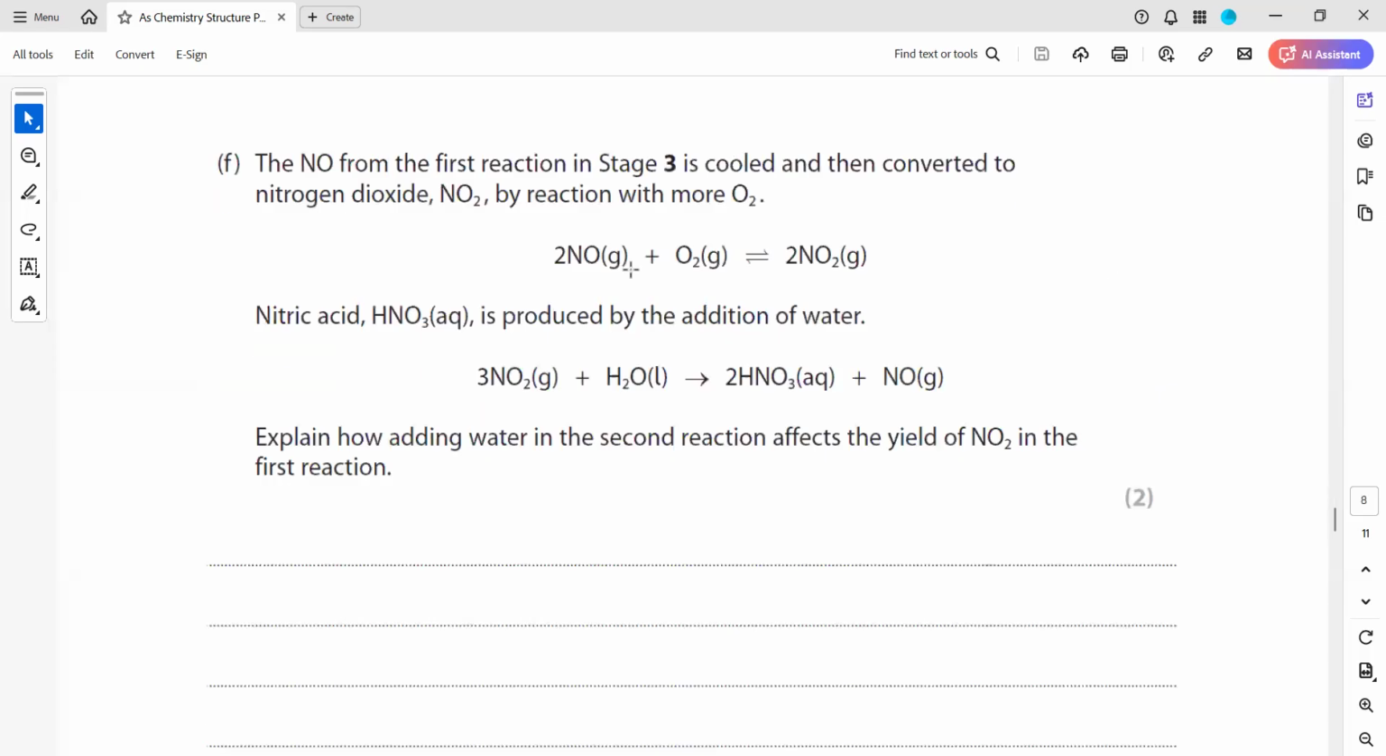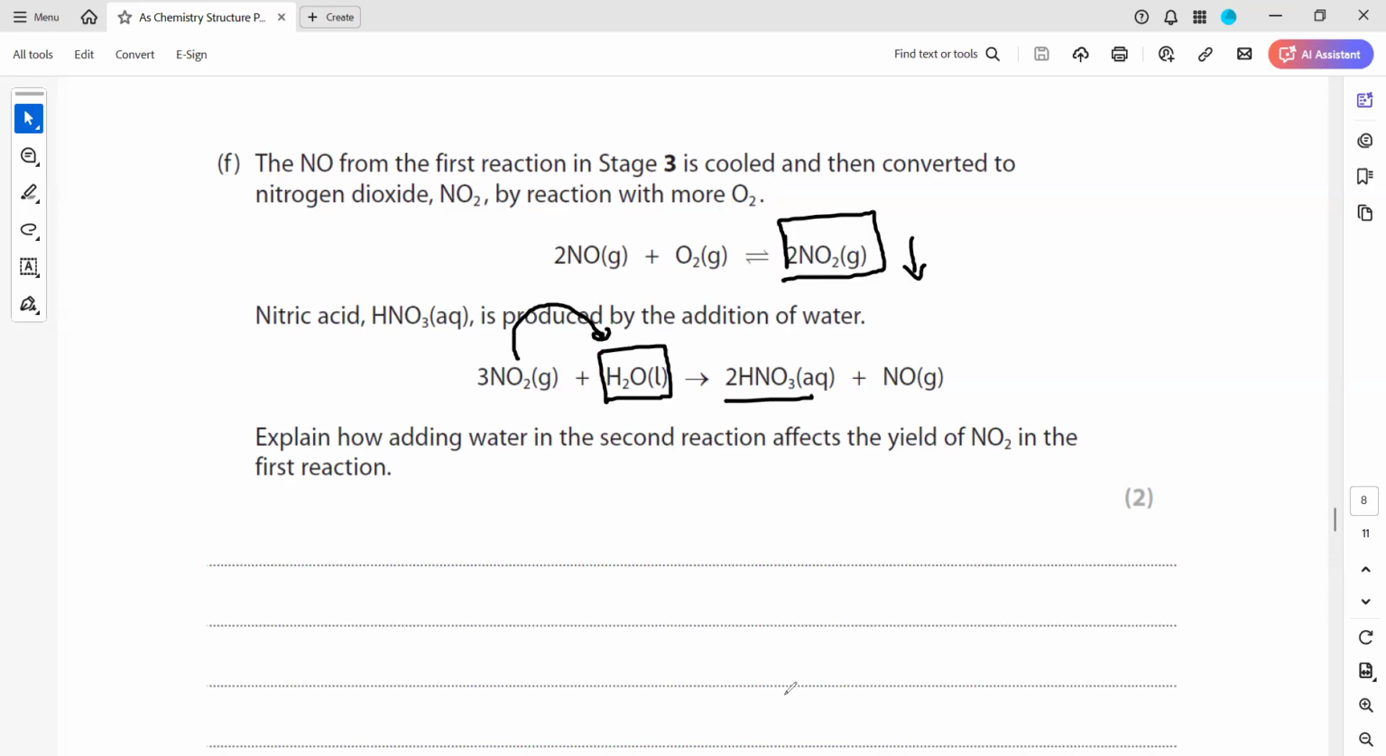NO from the first reaction, stage 3, is cooled and then converted into nitrogen dioxide by reacting with more oxygen. Nitric acid is produced by addition of water. Explain how adding water for the second reaction affects the yield of nitrogen dioxide in the first one. Look, in the second reaction we are adding water, so nitrogen dioxide is reacting with water to form nitric acid. So as a result, what will happen? The amount of nitrogen dioxide will decrease, because that nitrogen dioxide which is released in the first stage is reacting with the water to form nitric acid.